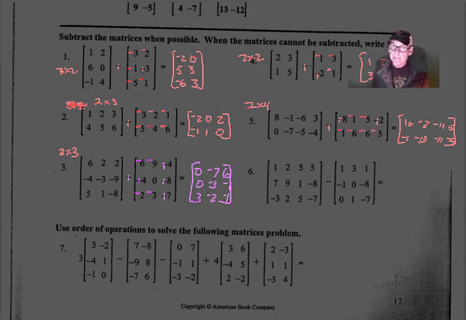Okay, got that. Here we have one that cannot be done. This is a 3 by 4, and they're trying to add it with a 3 by 3. So these dimensions don't match, so it cannot be done. Let's move up.